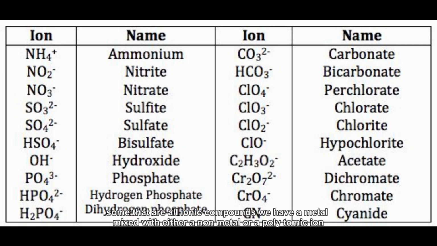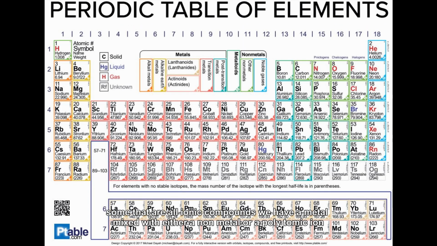So those are all ionic compounds, where we have a metal mixed with either a non-metal or a polyatomic ion. Now, we cannot take a metal and a metal, because you have a positive charge and a positive charge, and opposites repel. Yeah, like magnets. That makes sense.